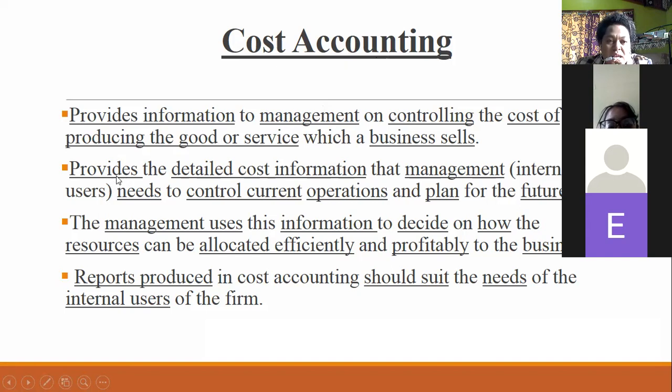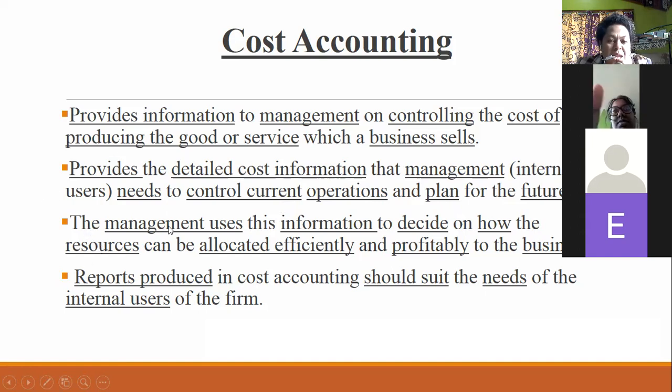Further to that, cost accounting provides the detailed cost information that management, as an internal user, needs to control current operations and plan for the future. Now, pay attention to the underlined words. As I always say, those are the keywords. Whenever we describe or define, you have to include these keywords, which I have already underlined for you.